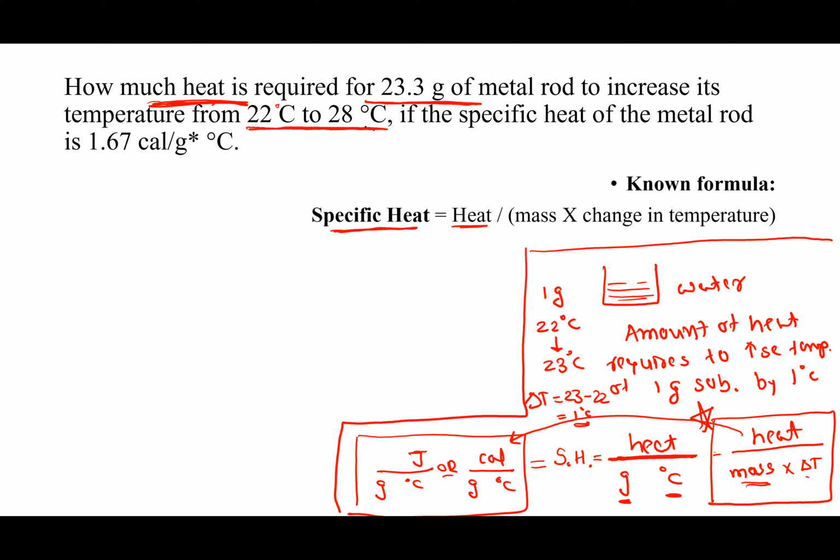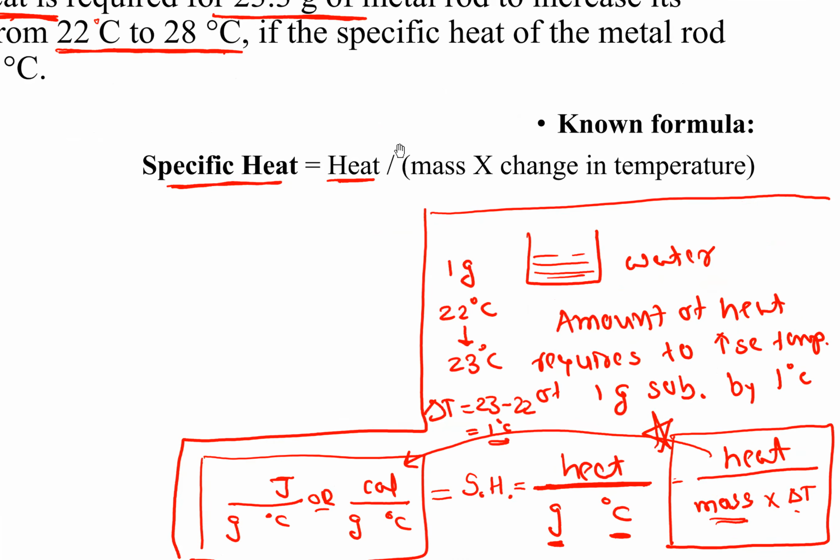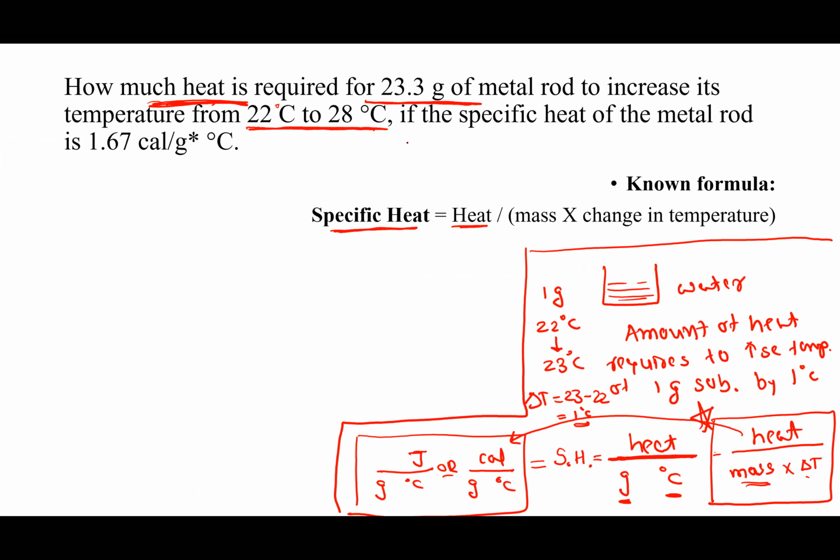Let me just point out the details that we have. Mass is 23.3 grams. Heat is something we have to find out, so it's a question mark. The delta T. What is delta T? It is always final temperature minus initial temperature. All right. So remember this.